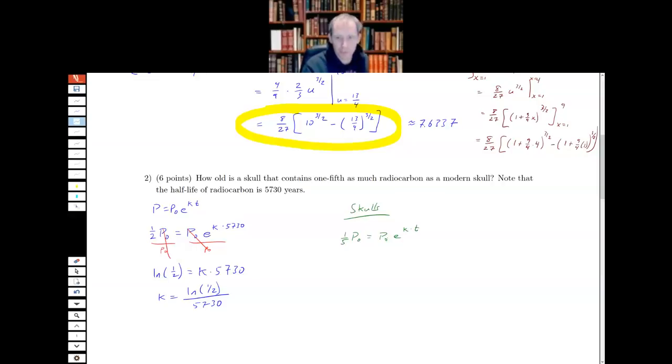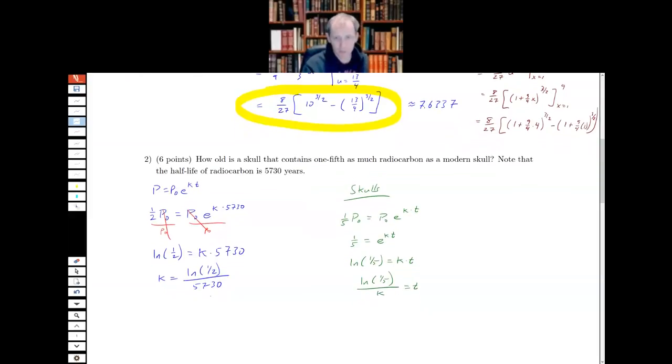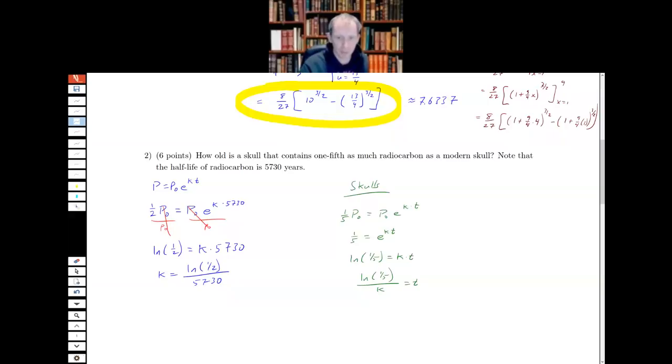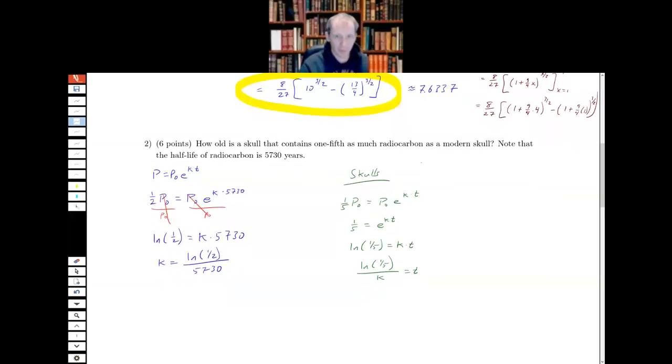So we have 1/5 of the starting amount. So if I just divide, again, by P0, I get 1/5 equals e to the kt. And then I can use logs. And then I divide by my k. Now remember, k we have a value for. I didn't write it down just because it's this big mess. But if I want to enter it in my calculator, I can.